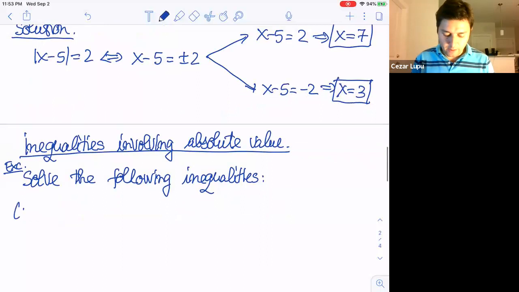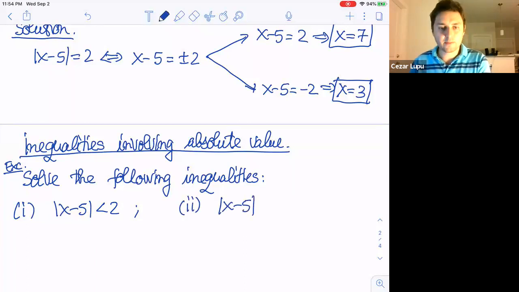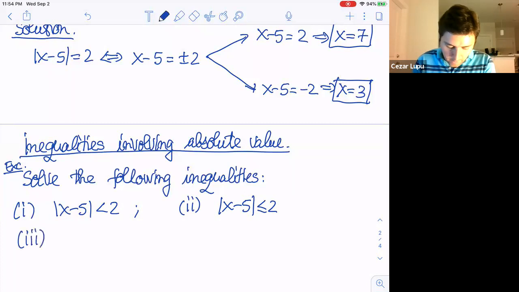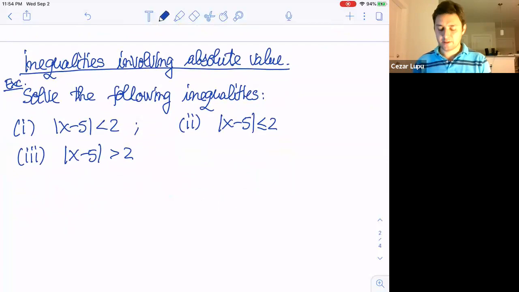Let's see, the first one that I have in mind is the absolute value of x minus 5 is less than 2. And the second one is, let's take the same thing, x minus 5 in absolute value less than or equal to 2. And the third one is x minus 5 in absolute value is strictly greater than 2. Okay, let's look at these and see, how do we solve them?